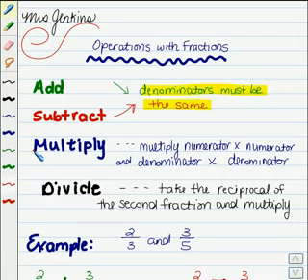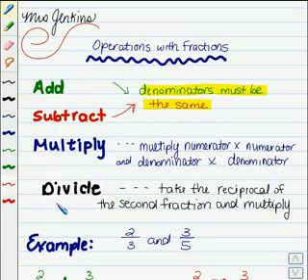Then at the operation of multiplication, often thought to be the easiest with fractions because you can simply multiply numerator times numerator and denominator times denominator. You don't have to have the same denominators when you're multiplying. You can also use the operation of canceling when you're multiplying, and it will help so that you won't have to reduce later on.